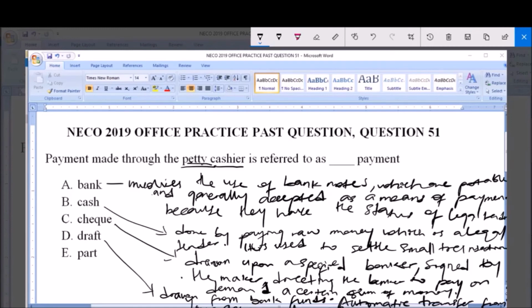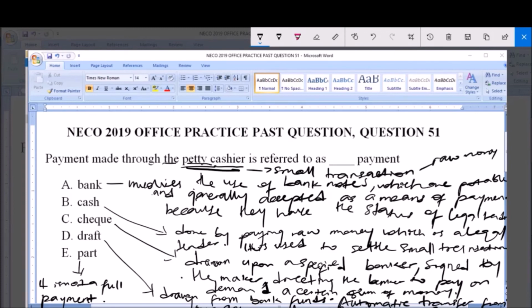Now option E says part payments. Part payment simply means paying part of the money. That is, the payment is not a full payment. Just part of this payment is paid, and then later the other part will be paid. Now the question says payment made through a petty cashier. I want you to understand that petty cashier payments are small transactions, and this involves the use of raw money.